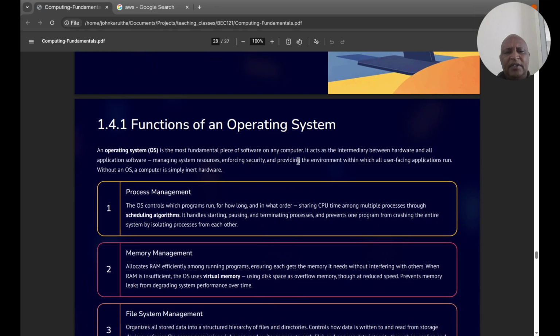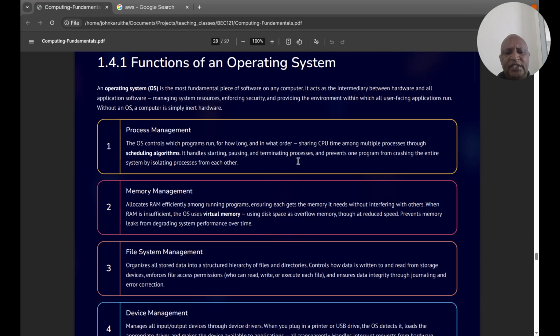We will look at the operating system and what its function is. Like we said, the operating system is what interacts with the hardware on one hand, and the applications on the other hand. It is like a go-between the applications and the hardware itself. So it does process management. It determines which programs will run, for how long, in what order.